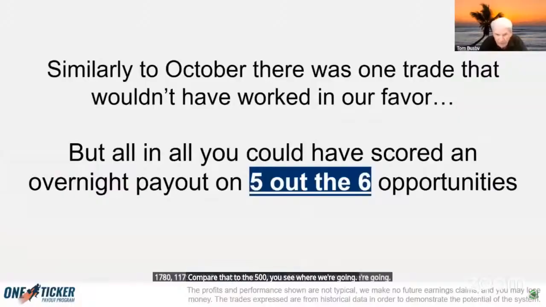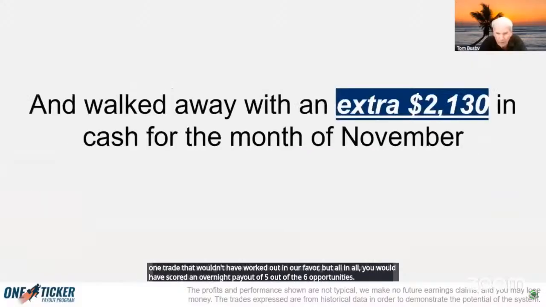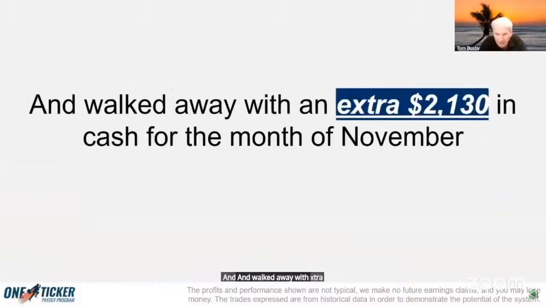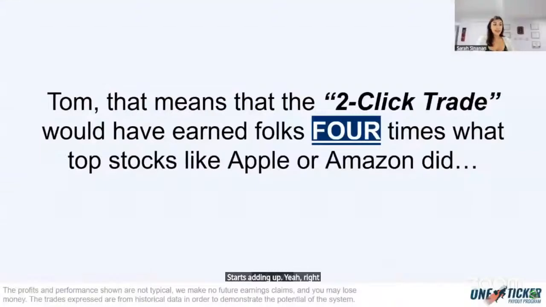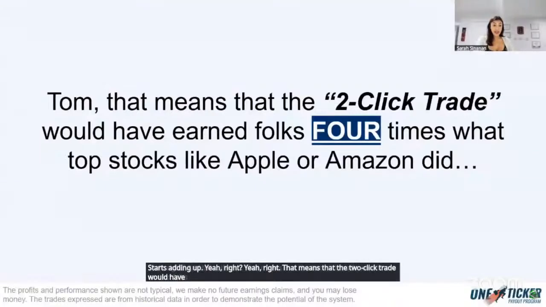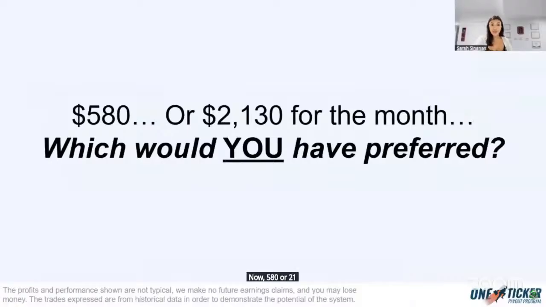Similar to October, there was one trade that wouldn't have worked out in our favor, but all in all, you would have scored an overnight payout on 5 out of the 6 opportunities and walked away with an extra $2,130 in cash for the month of November. Starts adding up. That means that the 2-click trade would have earned folks 4 times what top stocks like Apple or Amazon did.